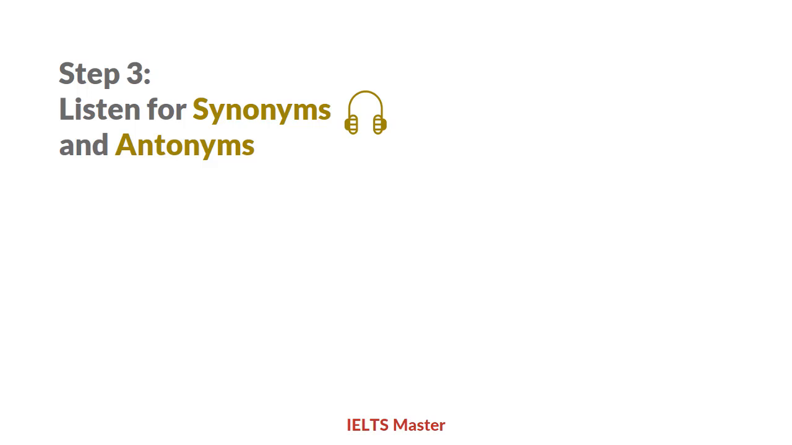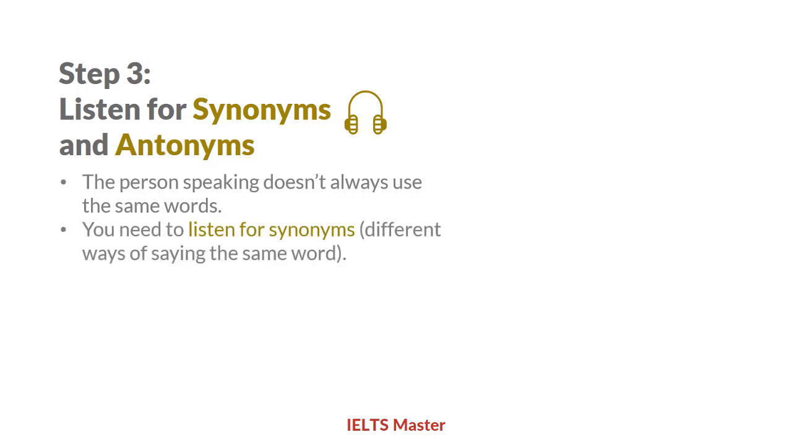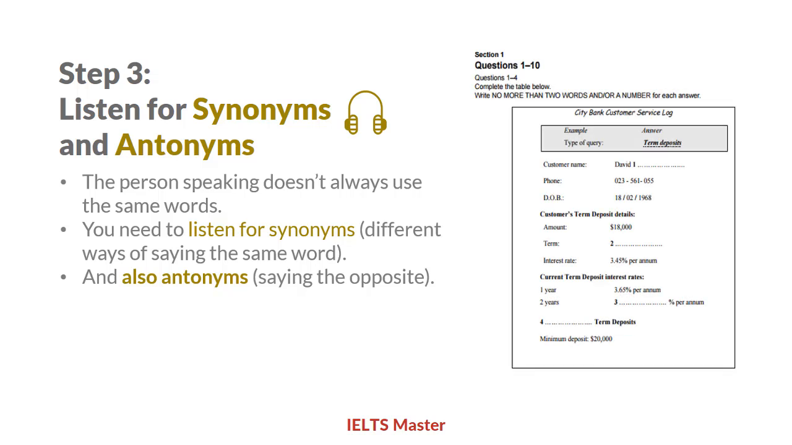Next, step number 3, listen for synonyms and antonyms. I hinted at this in the previous step, but the person speaking doesn't always use the same words, right? You need to listen for synonyms, different ways of saying the same word, and antonyms, saying the opposite, because this is also the case sometimes. Let's take a look at this example.